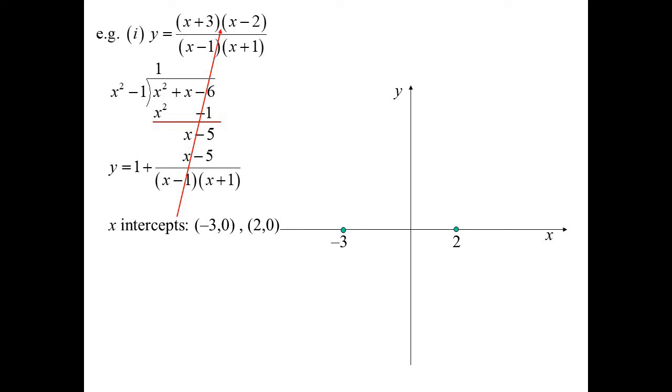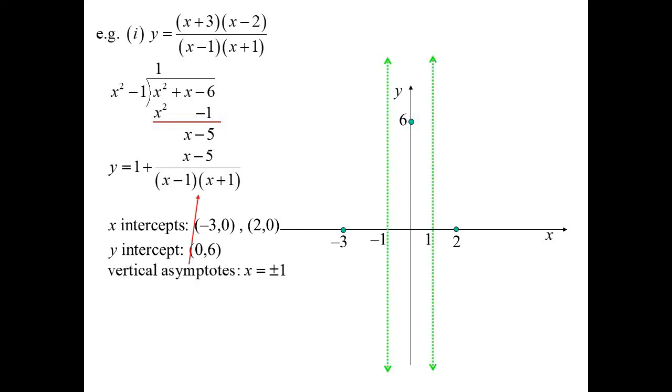So I'll plot those in. The y-intercept, well, again, that's an easy one to find. We just have to substitute in x equals 0. We end up with 6. I'll plot that in. Vertical asymptotes. So the bottom of the fraction will tell me that. So x can't equal plus or minus 1. We know we're going to have vertical asymptotes there. So let's draw those in.